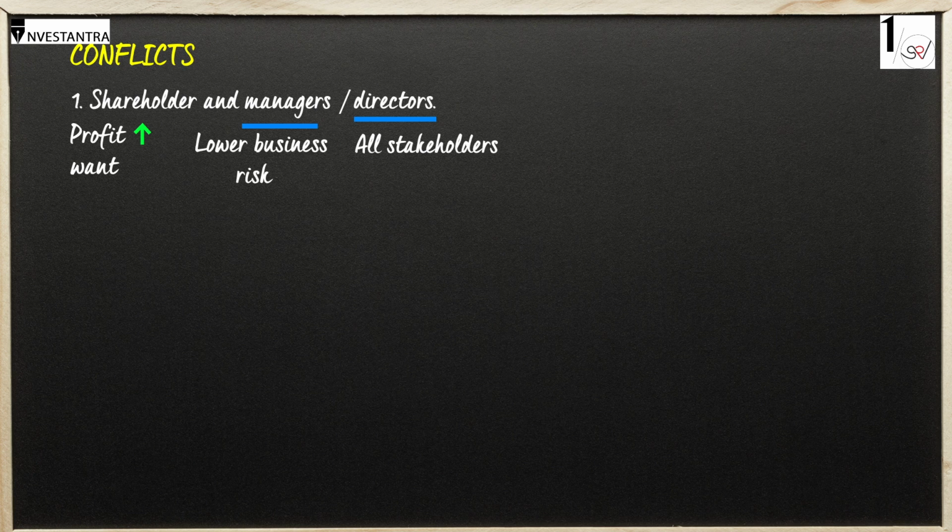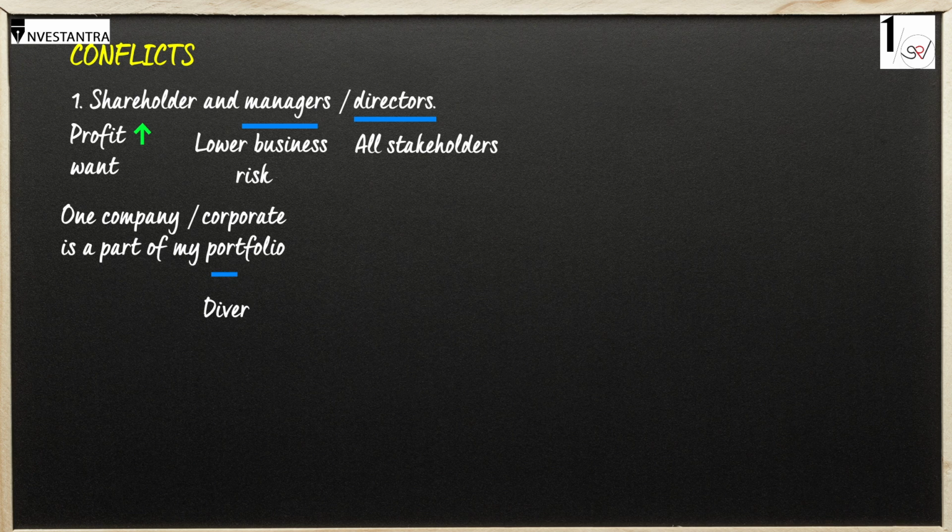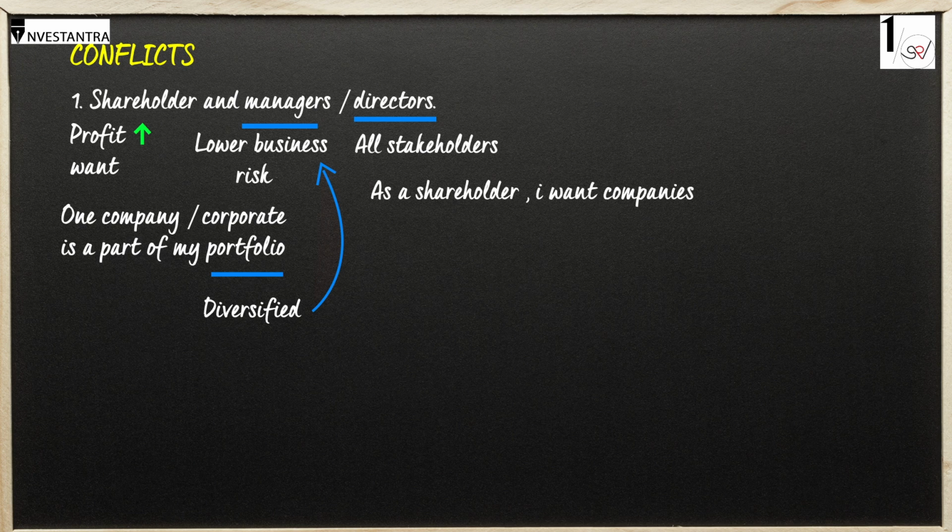Because you're interested in lower business risk, there's always a conflict. Why? If I'm a shareholder in a company, the company is a part of my portfolio, right? One company or corporate is a part of my portfolio, correct? It's not my entire portfolio. I'm assuming that my portfolio is going to be diversified. If the portfolio is diversified, then as a shareholder, I want companies to take on more risks, right? Whereas the company doesn't want to, right?